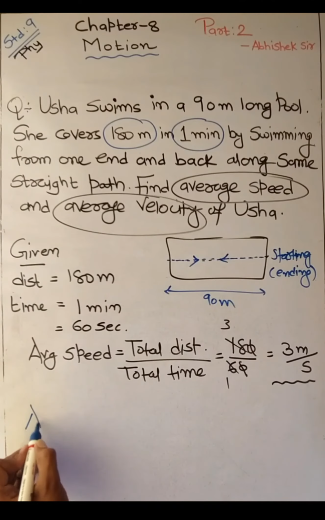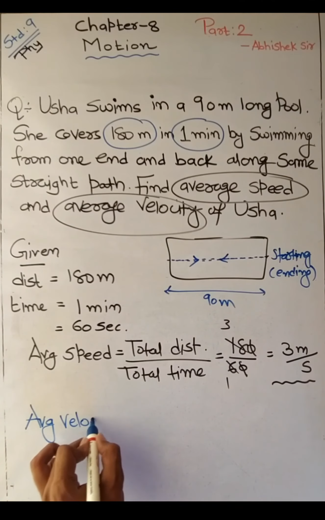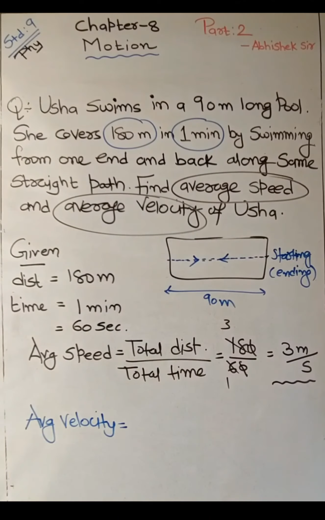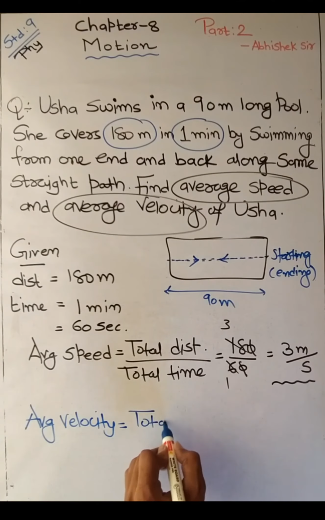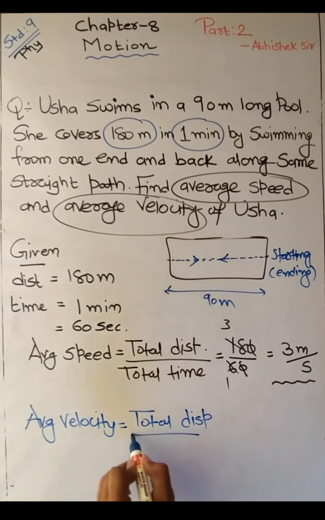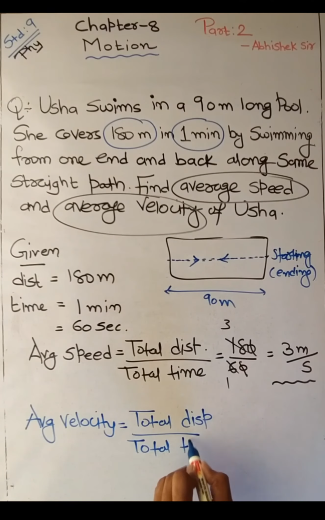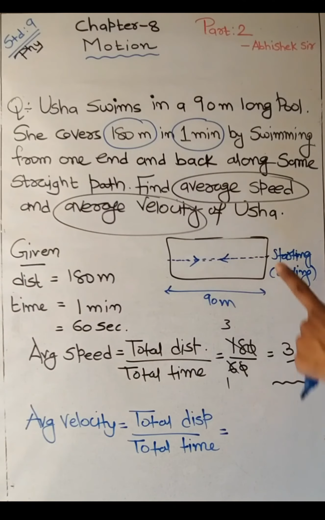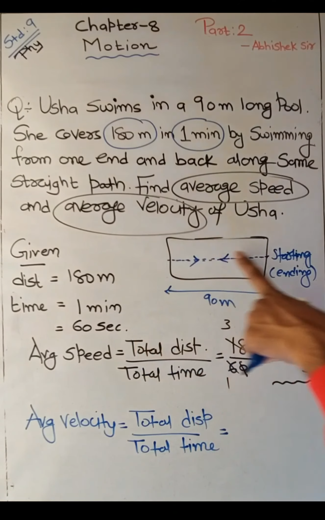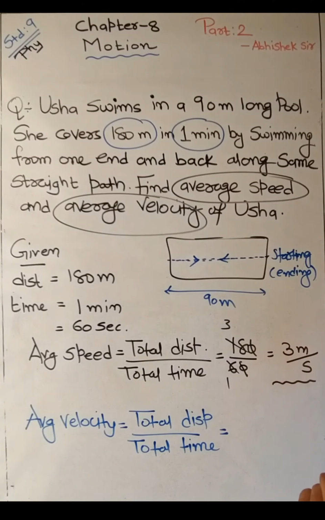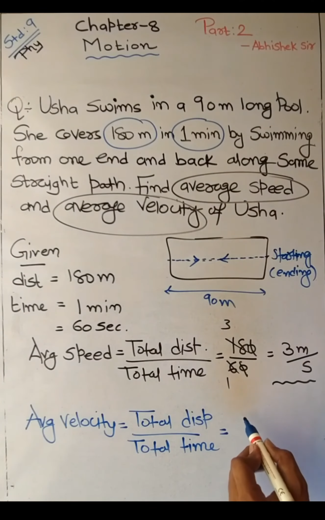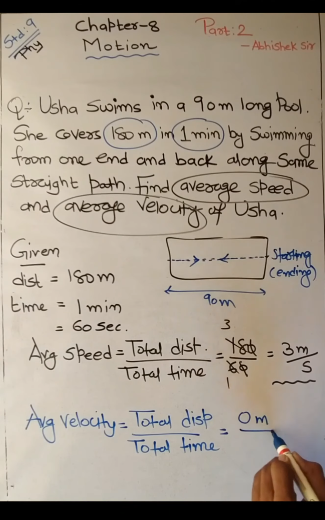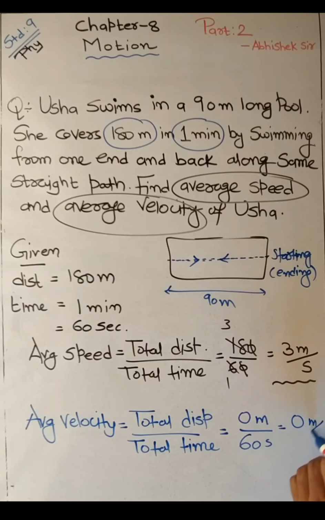Now let us go for average velocity. Now here you have to apply a little bit of common sense, right? Average velocity is total displacement upon total time, right? Now if Usha is starting from this point, going 90 meter over this point and coming back to the same point, what will be the total displacement? She is starting and ending at the same point, so she hasn't displaced at all. So here we have displacement as 0 meter. Time taken is 60 seconds. So overall answer is 0 meter per second.